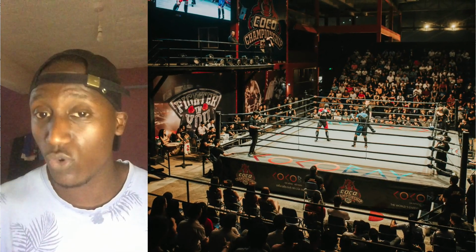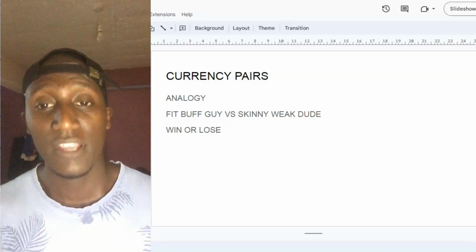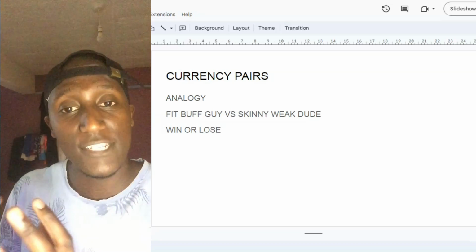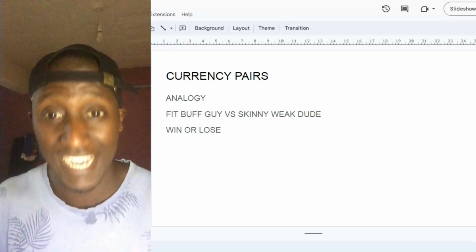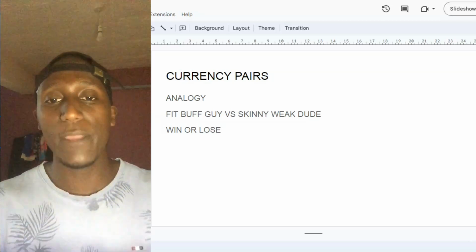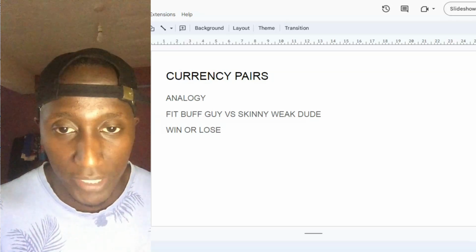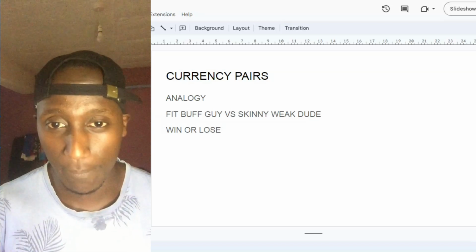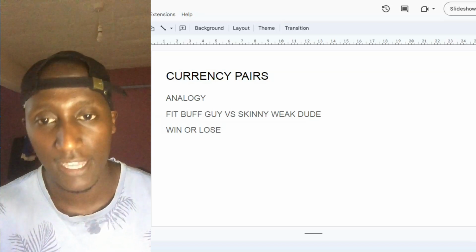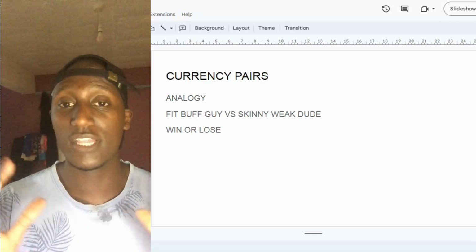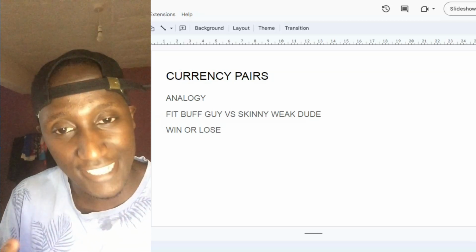There are two ways you can bet on this game. You can either bet for the big guy to win or for the small guy to lose. This is the same thing with currency pairs. We pair different economies, different countries together and then bet on them depending on the strength and weakness of each currency. So that is the main purpose of currency pairs.